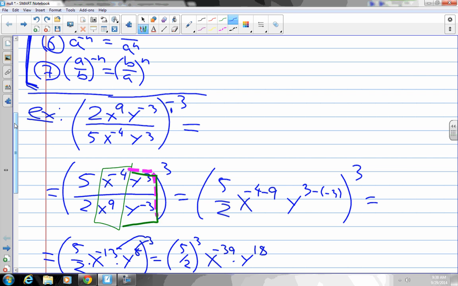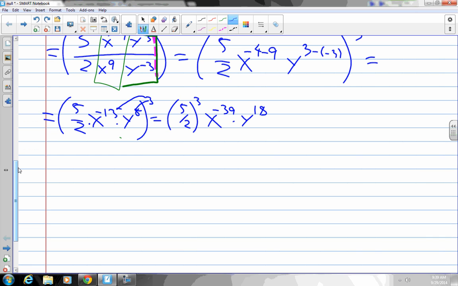Negative power in the numerator goes as a positive in the denominator. So it's y to the power 6 cubed plus another cube. So we will still get the same results. But anyways, all I have to do is, well, 5 cubed is 125. Y to the power 18 stays on the top, over 2 cubed is 8. Right? And x to the negative 39 becomes x to the positive 39 in the denominator.